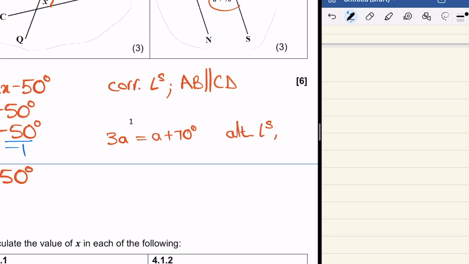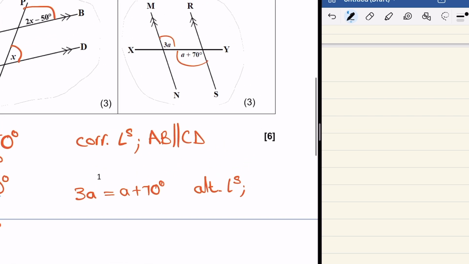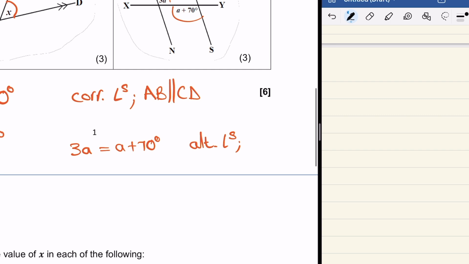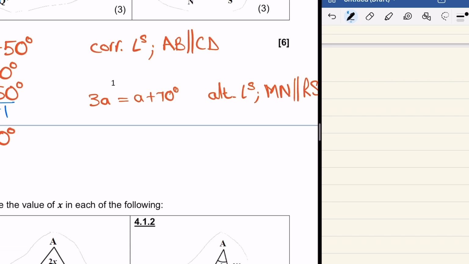Why are the alternate angles equal? Because MN is parallel to RS. So I'm going to write it. MN is parallel to RS. Okay, so that's already 2 marks for you. So as you can see here, this is a 3-mark question, both of them. And just by saying this and saying that, you've already got 2 out of 3. Of course, provided that you said it correctly and written it correctly.